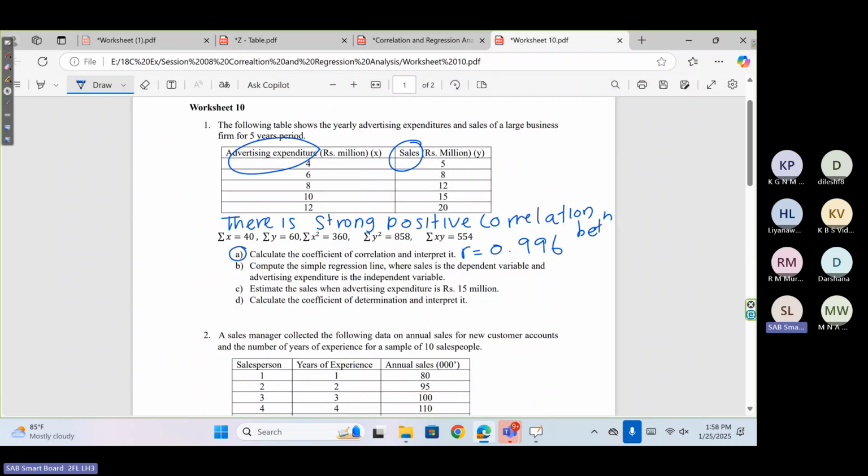Okay. Then, using this information, we can write the answer for part B. The question asks us to construct the regression model: compute the simple regression line where sales is the dependent variable and advertising expense is the independent variable. Computing the simple regression line means you need to find beta naught and beta 1. Is it clear?